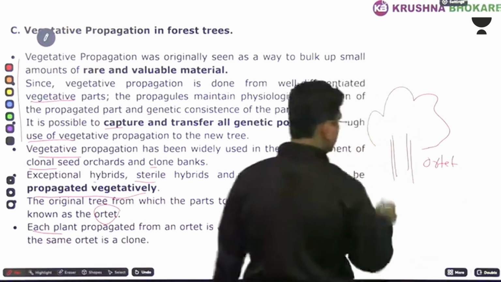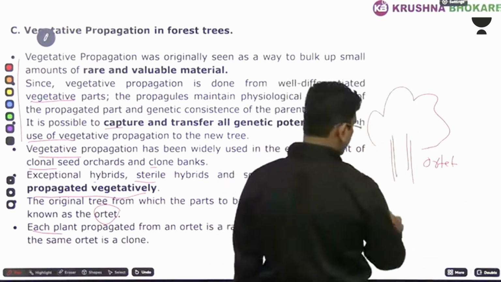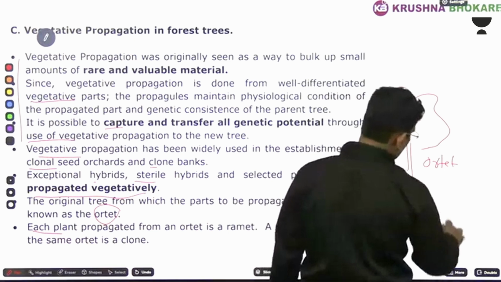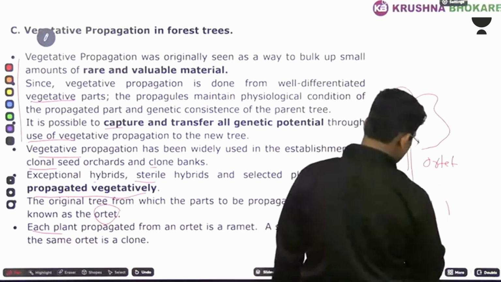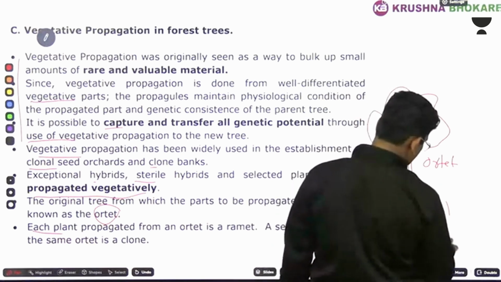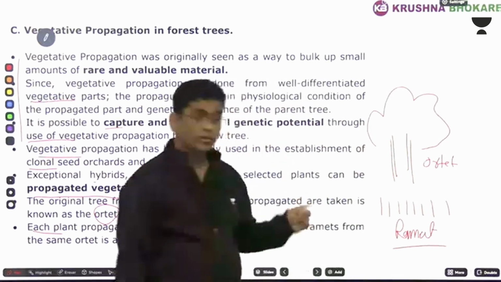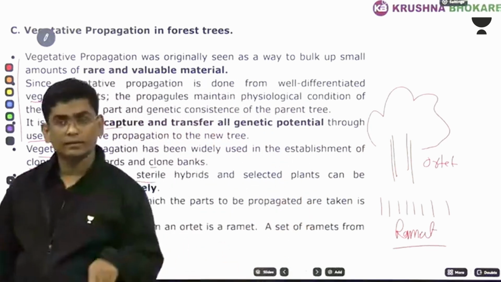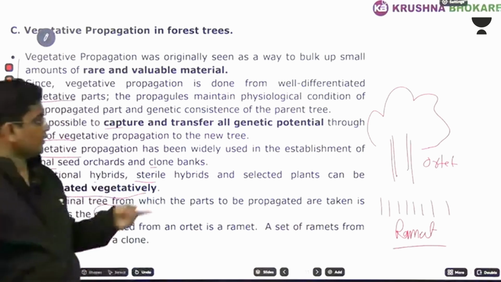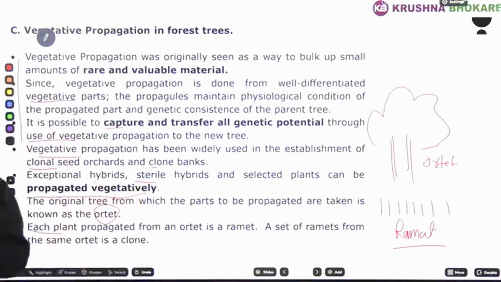ortet. And from this one plant, we are taking 100 branches and developing 100 small trees. These trees are called ramets. And trees produced with the help of seeds are called seedlings. Okay, and trees produced with the help of tissue culture are called clones.